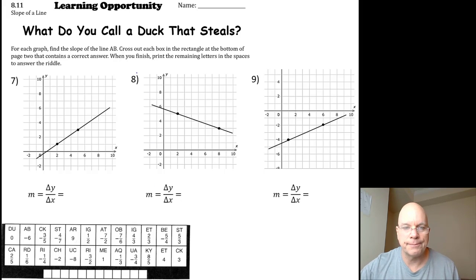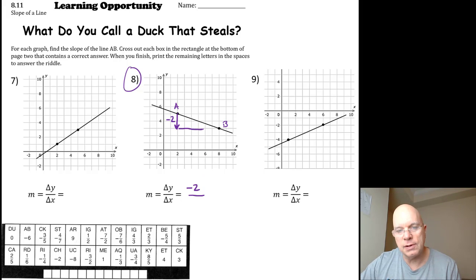Alright, let's do 8. For 8, I'm going to start at this point and move to this point. So I guess if I was labeling them, although you wouldn't have to, but if I was labeling them, I'm going to start at A and go to B. So if I'm trying to get from A to B, I need to first move down 2. So the change in Y is negative 2. And then I need to move right 1, 2, 3, 4, 5, 6 to the right. So the change in X is positive 6.